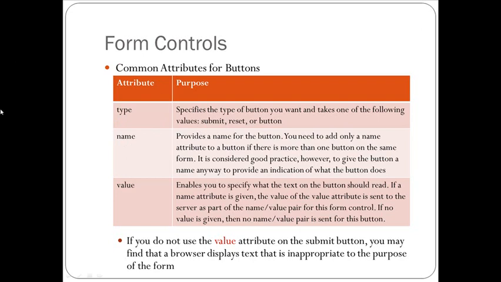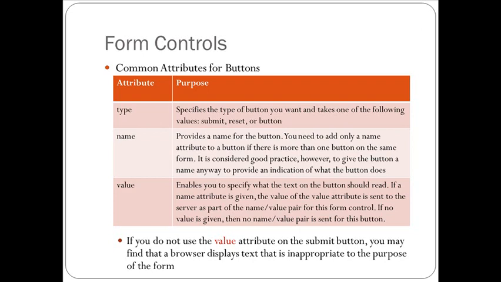The name, again, provides the name for the button, but you really only need to add the name attribute to a button if there is more than one button on the same form. It is considered good practice, though, to give the button a name anyway to provide an indication of what the button does. The value actually is what is on the button itself. So it is what the button says.